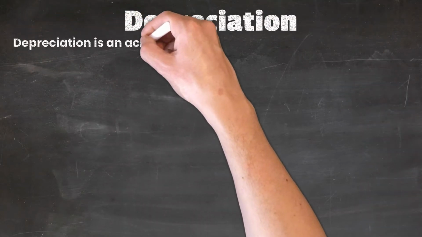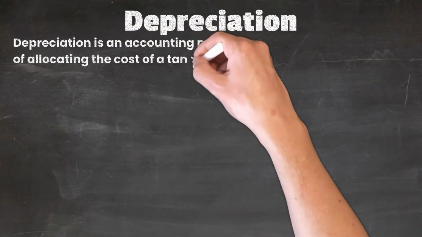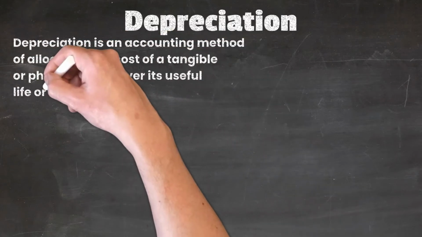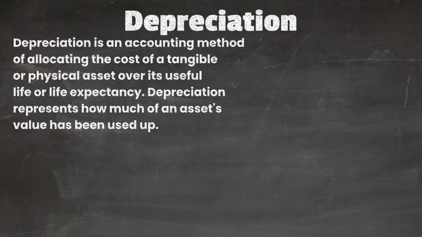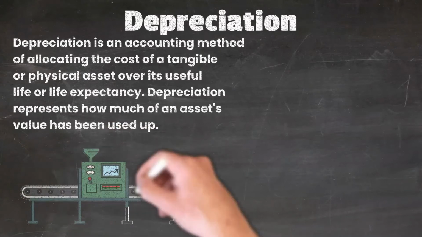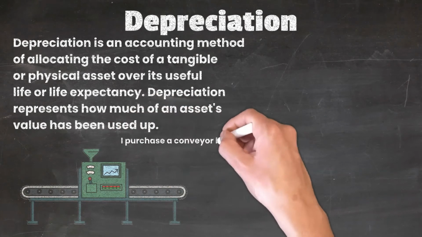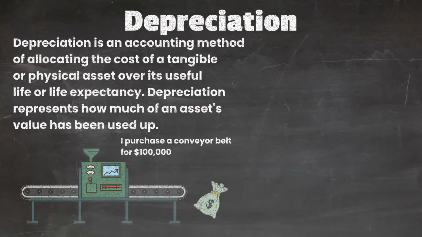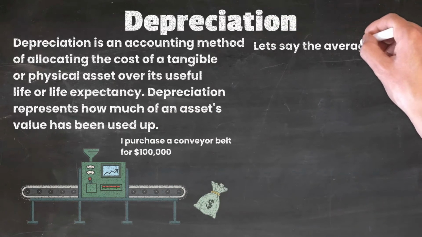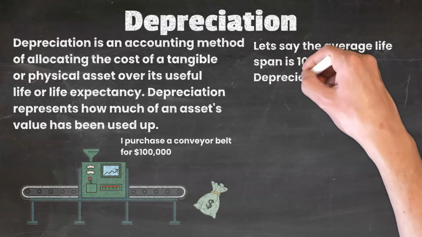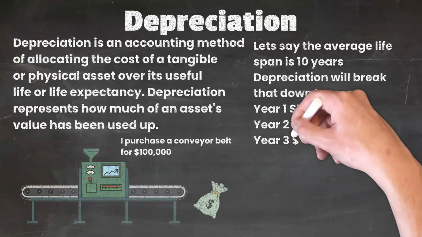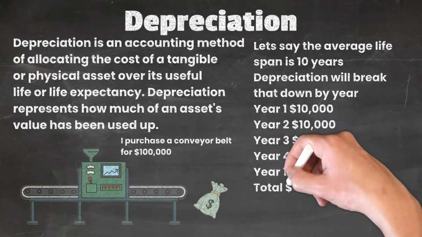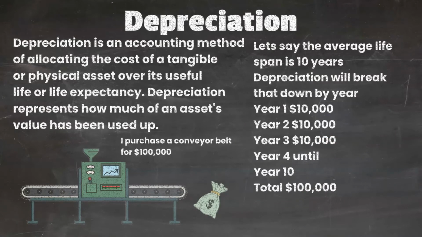Next, depreciation. Depreciation is an accounting method of allocating the cost of a tangible or physical asset over its useful life or life expectancy. Depreciation represents how much of an asset's value has been used up. So let's say I build or I purchase a conveyor belt and it cost me $100,000 to buy. We assume that the average conveyor belt lasts about 10 years. So depreciation will show and break down year by year $10,000 until $100,000 is reached because of the life expectancy of 10 years. So year 1 will pay 10,000 all the way to year 10.